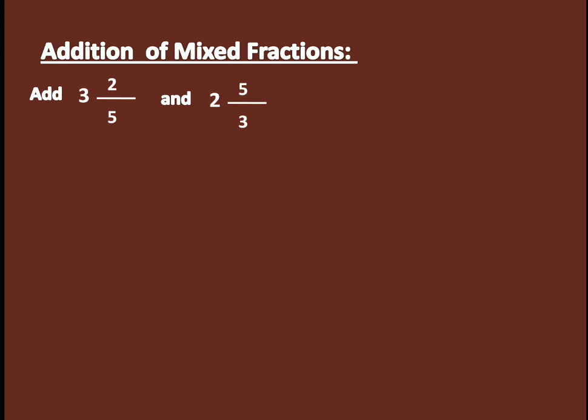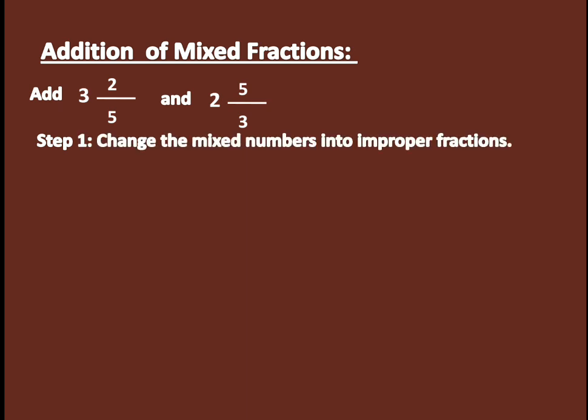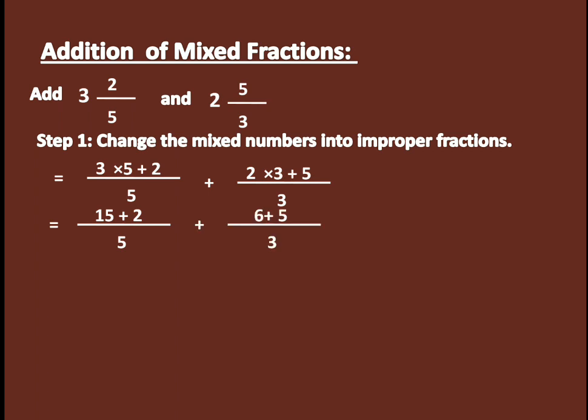So let's start. Step 1. Change the mixed number into improper fraction. So 3 whole 2 by 5 plus 2 whole 5 by 3 is equal to 3 into 5 plus 2 by 5 plus 2 into 3 plus 5 by 3. So is equal to 15 plus 2 by 5 plus 6 plus 5 by 3 is equal to 17 by 5 plus 11 by 3.